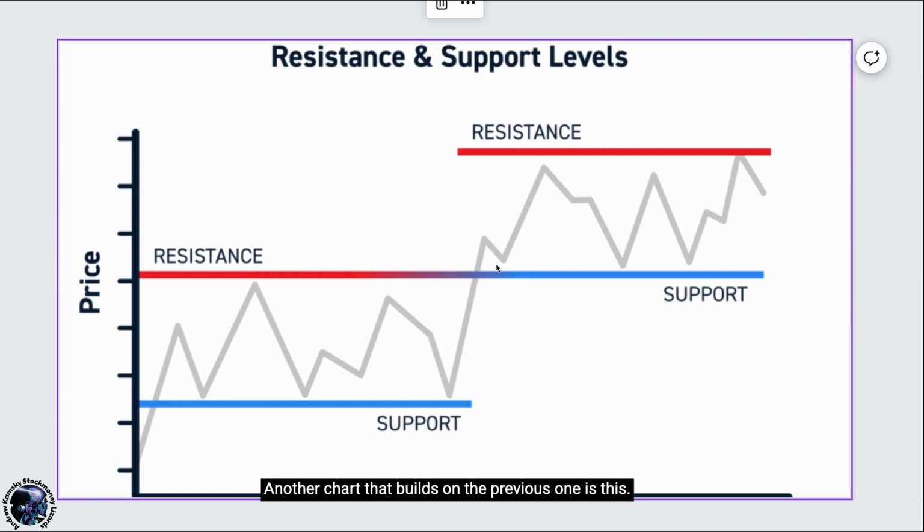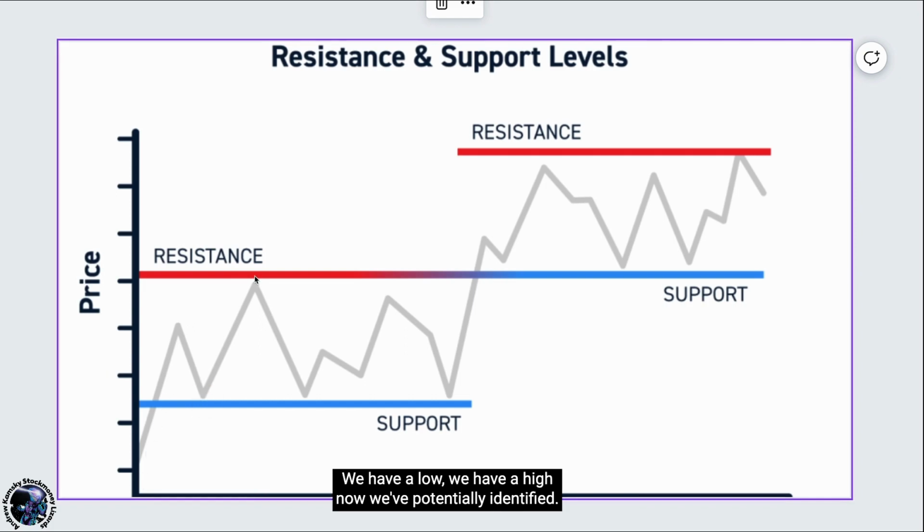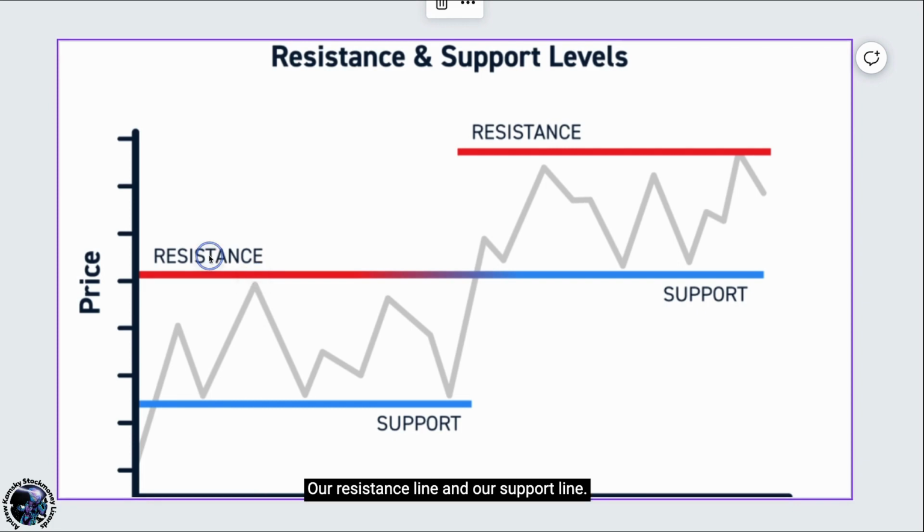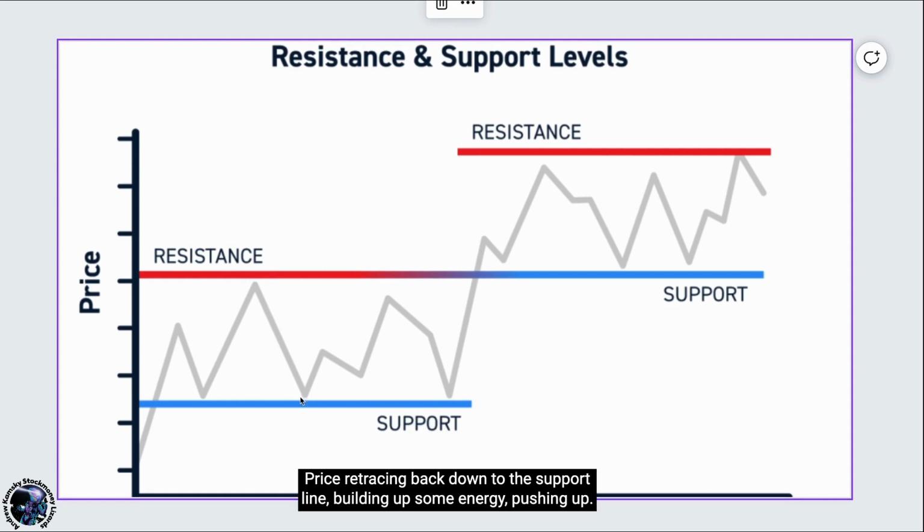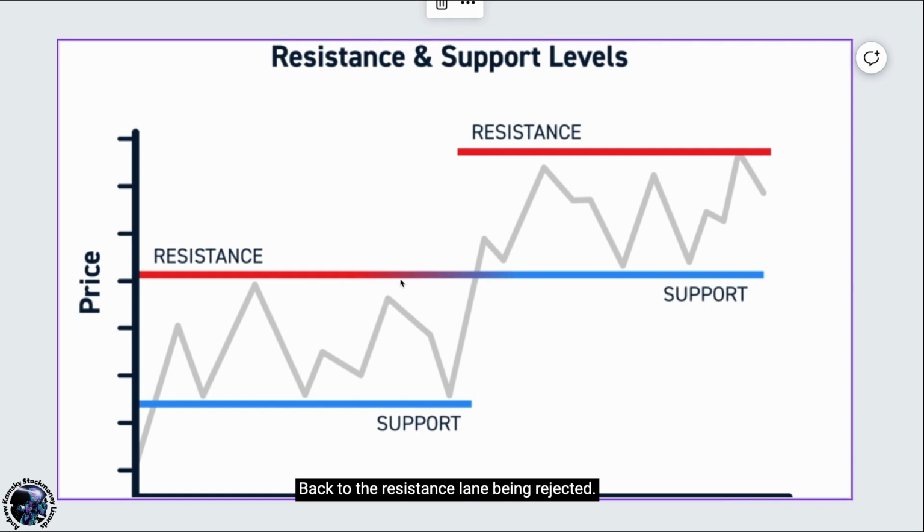Another chart that builds on the previous one is this. So we have the breakout, we have a low, we have a high. Now we've potentially identified our resistance line and our support line. Price retracing back down to the support line, building up some energy, pushing back up to the resistance line, being rejected once again, finding support for the third time. So you have 1, 2, and 3. And then what normally happens is it will either break out or it will come back down.